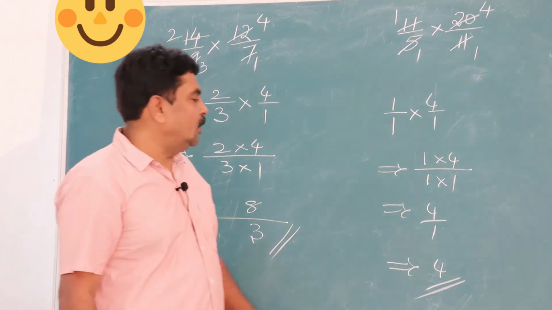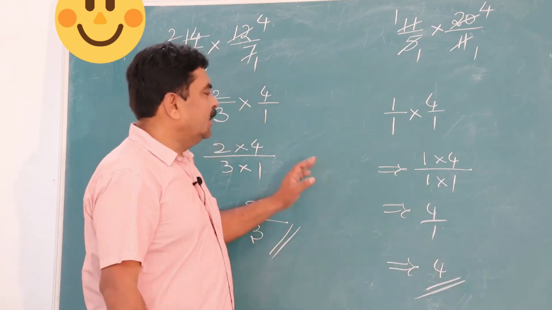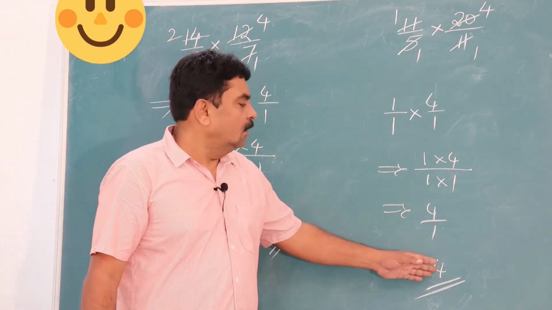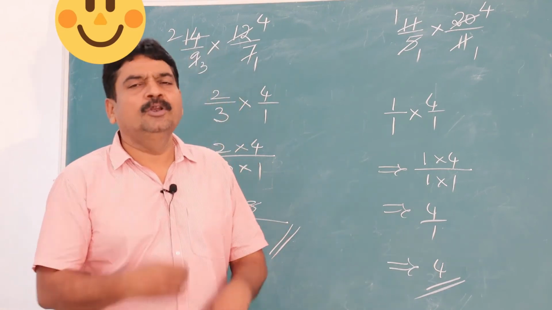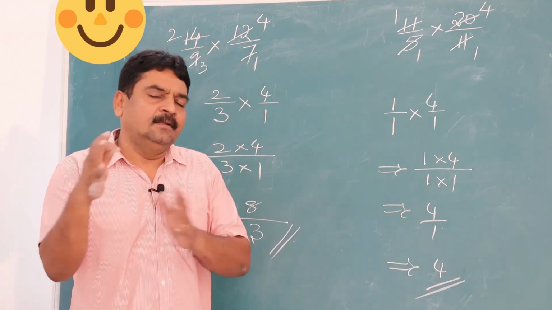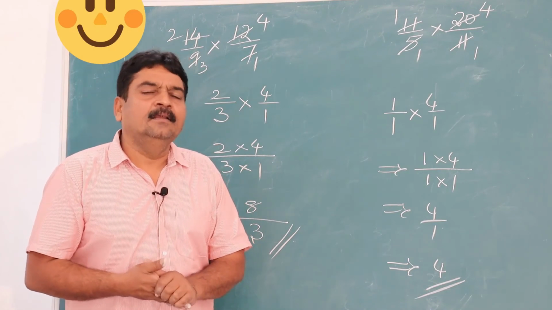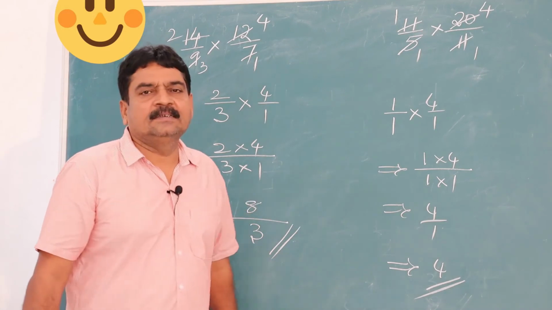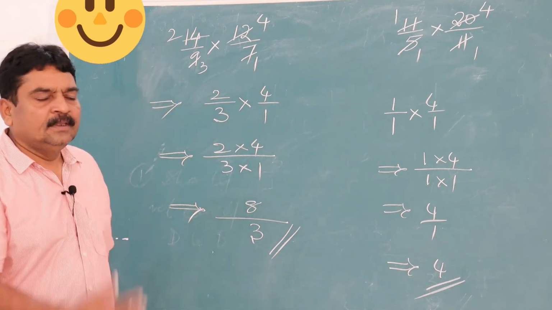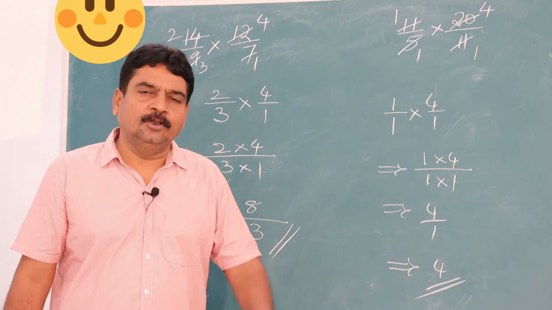By default, you should understand if any whole number is there, then the denominator must be 1. Remember, so no need to mention the denominator. You can take only the numerator and go for it as a whole number. Hope you people have understood this. Let's go to the next question, which is going to be on your screen.